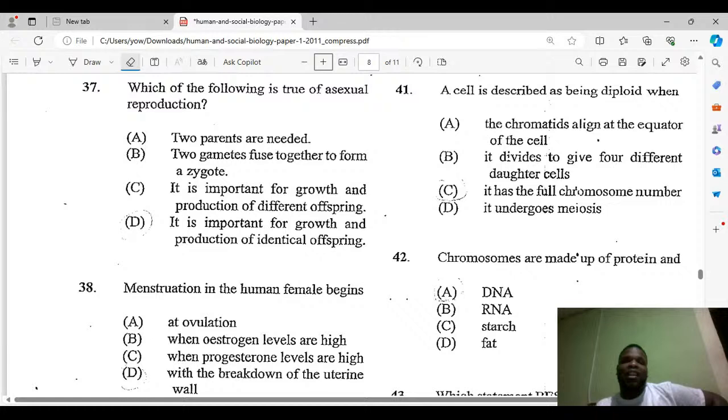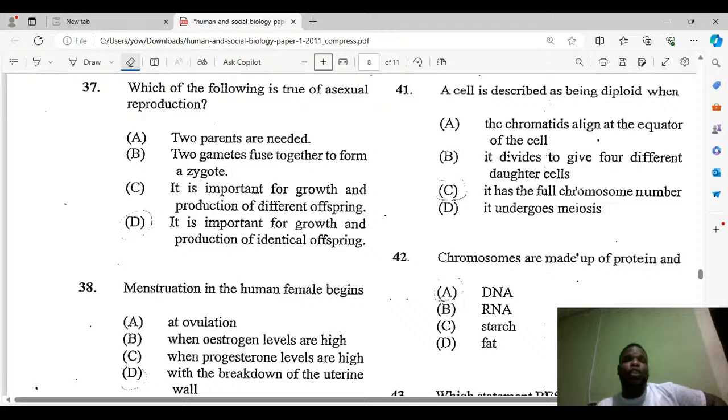Asexual reproduction has to do with growth. And it has to do with identical offspring, because remember that asexual reproduction is about mitosis. Remember that mitosis has the full diploid number, 46 from the mother, right? Or from the parent. Let me not say mother. So 46 from the parent, and that exact 46 is passed on, so therefore it's identical, right? So it has to be D.